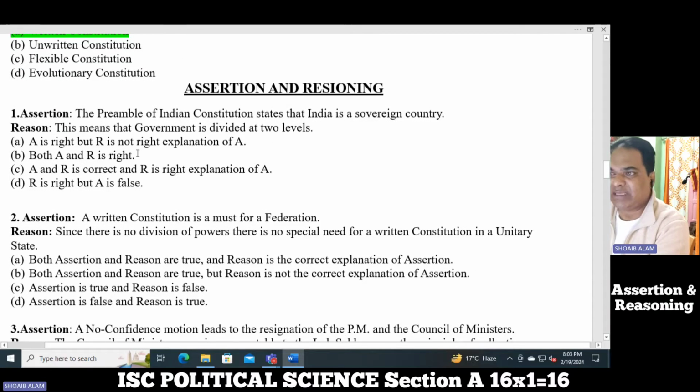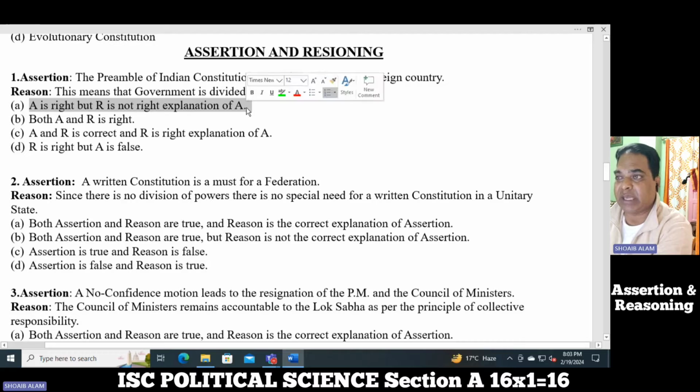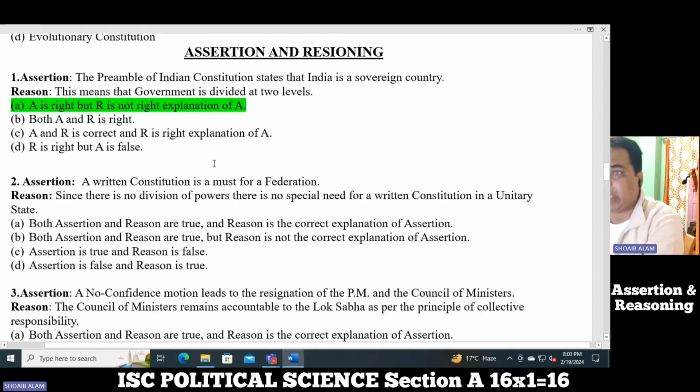Now let us move on to assertion and reasoning. So assertion number 1. The preamble of Indian Constitution states that India is a sovereign country. That is true. Reason: this means that government is divided into 2 levels. Okay, that is correct, A is right, but this means the government is divided at 2 levels. So definitely wrong. Okay, so we'll go with A is right, but R is not the right explanation of A, because statement A is correct, but the reason given over here is incorrect.